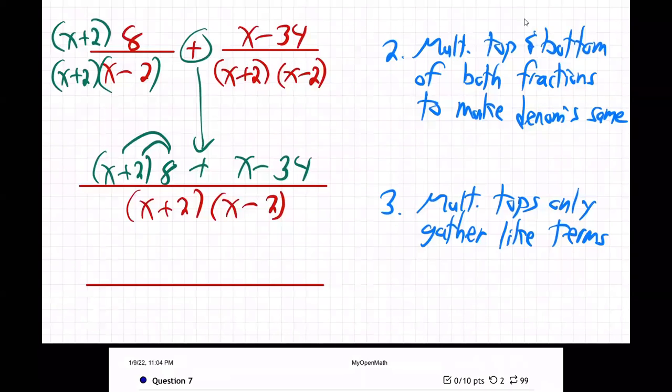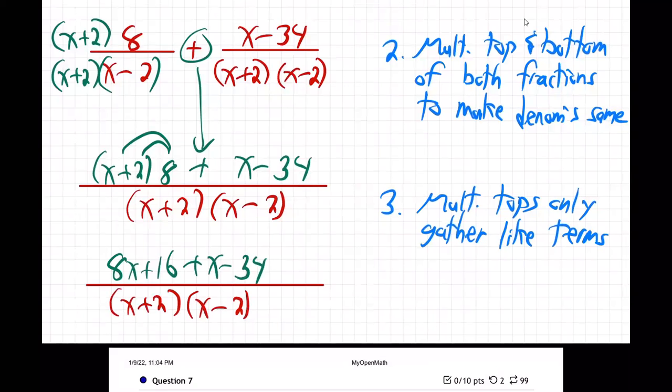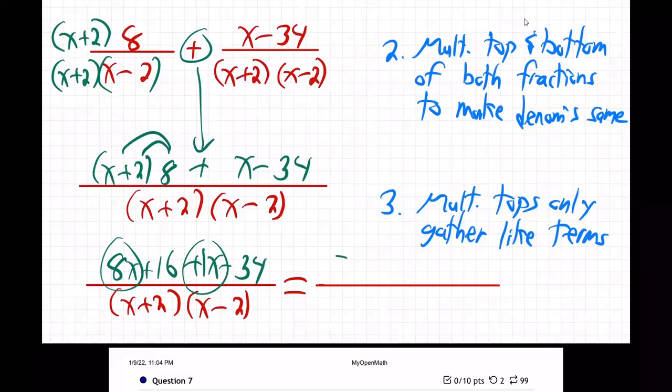So what do we get then in the top? 8x plus 16 plus x minus 34. Bottom is still the same. We're not messing with the bottom. And so we clean that up a little bit. Let's gather like terms in the top. 8x, and this is really 1x, so that makes 9x. And then 16 minus 34. What's that? Minus 18.